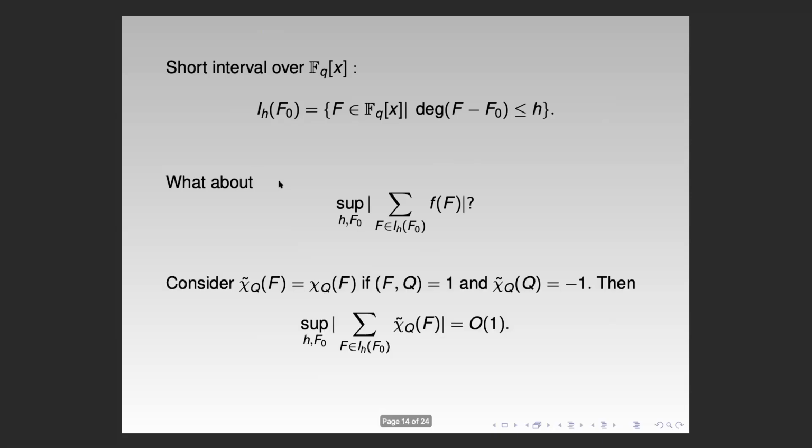And unfortunately, one can look at the same example as we just had in the number field. We could have taken the characters everywhere except one prime. And for this function, if we look at this supremum, the discrepancy will still be big O of 1.